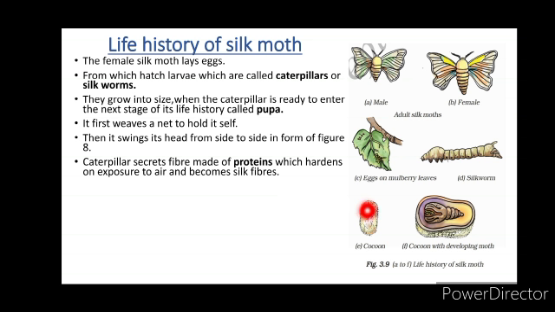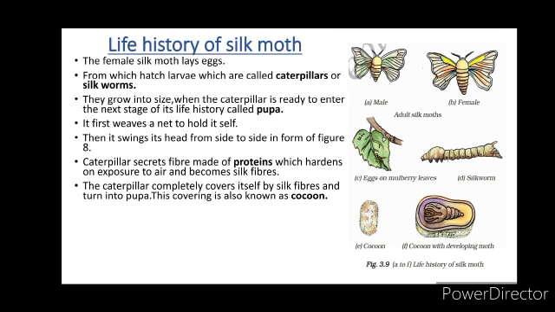When we expose these protein fibers to air, they become harder, and after that they become silk fiber. Soon the caterpillar completely covers itself with silk fibers and turns into a pupa. This covering is known as a cocoon. The further development of the pupa into a moth continues inside the cocoon.